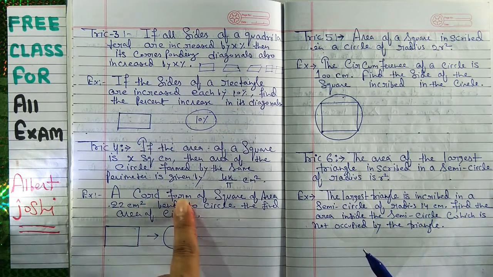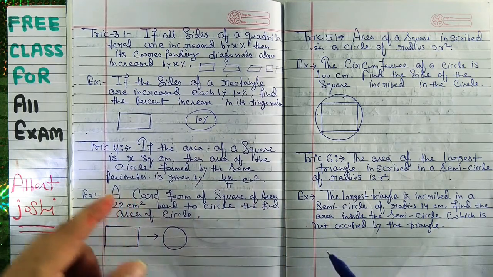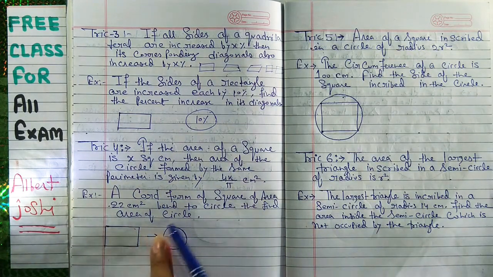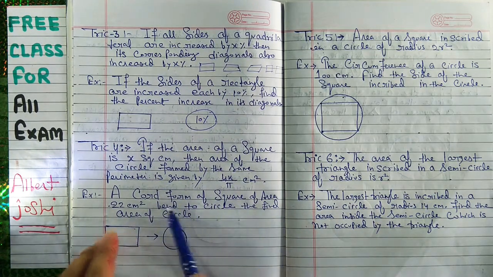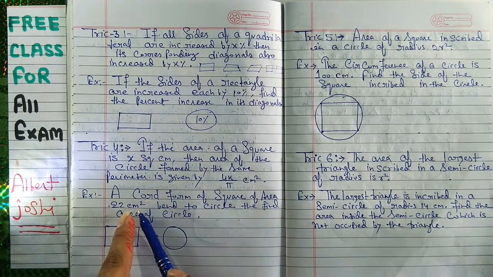A wire in the form of a square of area 22 centimeter square is bent into a circle. You have a square and you bend it to a circle. Then find the area of the circle. Now he is asking the area. We are given the square has area 22 centimeter square.